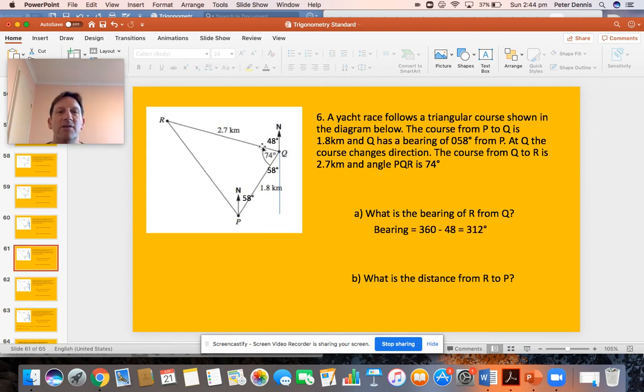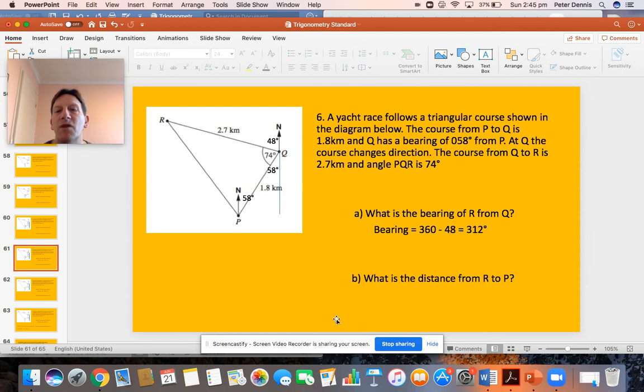I think this angle is 48 degrees. How did we do that? 180 minus 74 minus 58. This isn't the answer yet, though, 48 degrees, because what we're after is the bearing of R from Q. So because it's from Q, we're after this bearing. This bearing isn't 48 degrees, though. The bearing would be all the way around here. So that's where we get the 360 minus 48. This angle is 48. The bearing would be 360 minus 48, 312 degrees.